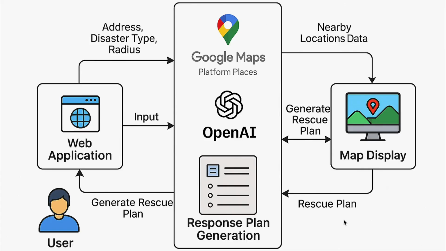Instead of generic tips, GPT-4 gives location-specific instructions like what supplies you need or which areas to avoid, making disaster prep smarter and faster. When the user enters their address, disaster type, and radius, it goes to the Google Maps API and it finds nearby locations data and displays it on the map.